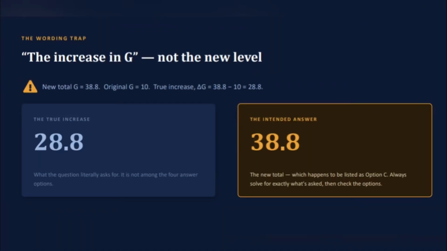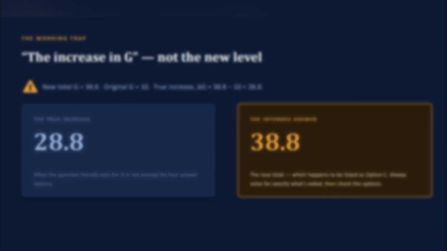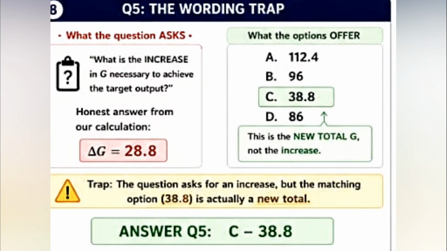Now look very carefully at what the question actually asked. What is the increase in G necessary? Not the new level, the increase. We just found the new total is 38.8. The original G was 10, so the actual increase, delta G, is 38.8 minus 10, which is 28.8. Check the options. There's no 28.8 listed, but 38.8 is there as option C.